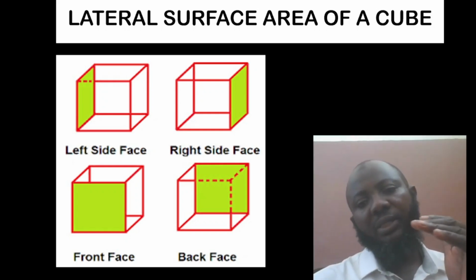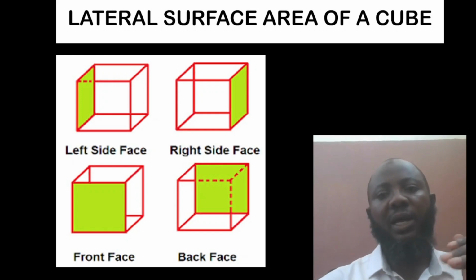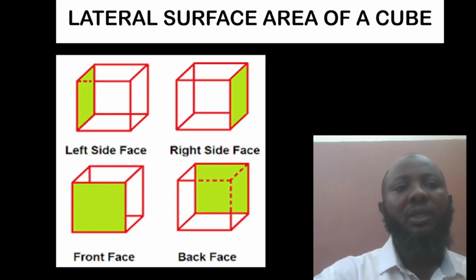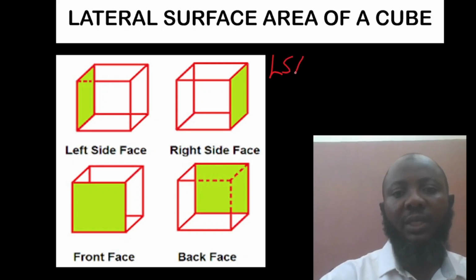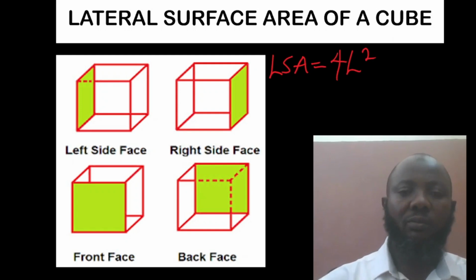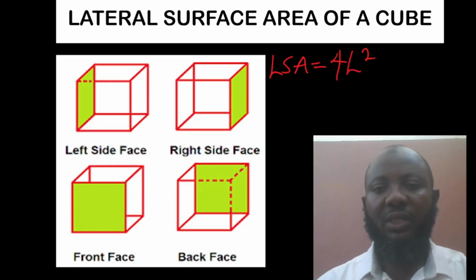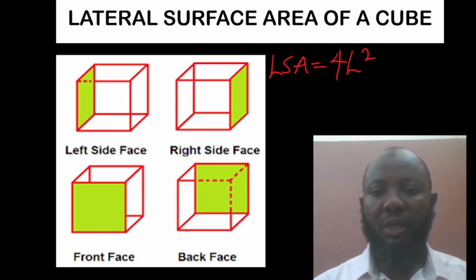So you're not going to look at the area of the top and the area of the bottom. So you can see we have 4 here. So in this case, the lateral surface area of a cube will be 4L squared, as against the total surface area, which is 6L squared. So let's now look at an example and see how we can solve a problem on that.